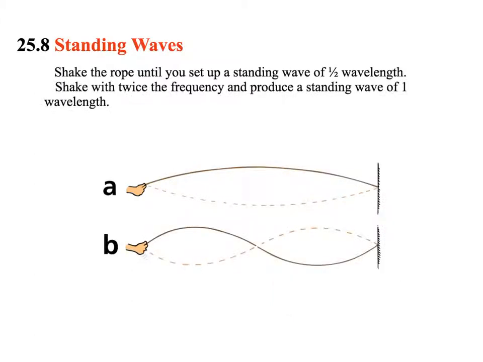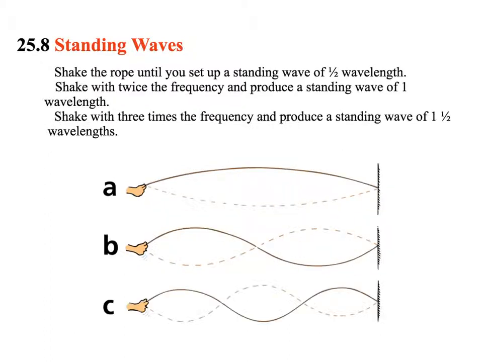Shake the rope until you set up a standing wave of half a wavelength, then shake it with twice the frequency and produce a standing wave with one wavelength. So we went from this half a wavelength to a full wavelength. Now if we shake with three times the frequency, we produce a standing wave with 1.5 wavelengths. So we got a full wavelength plus another half.